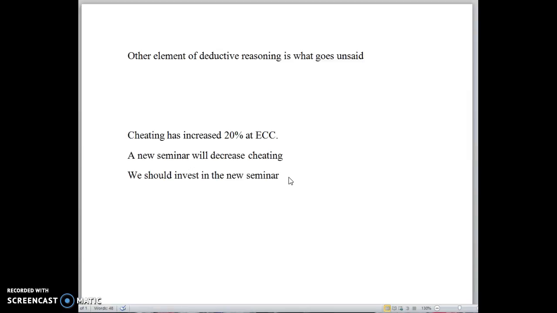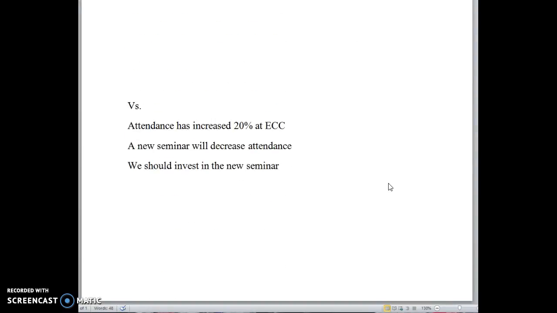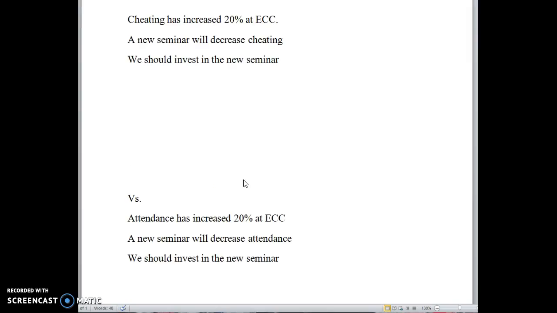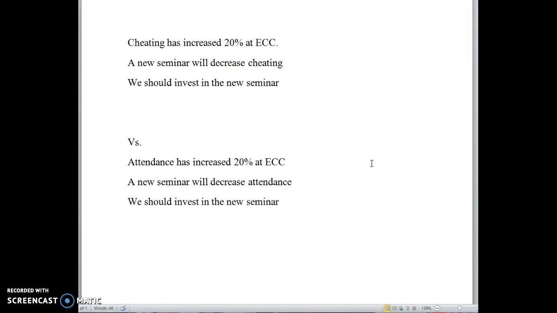Okay? Let me show you a different example with very similar wording to see if you start to notice what I mean. Let's say I make a similar claim that attendance has increased 20% at ECC, attendance at classes. Now a new seminar will decrease attendance, so we should invest in the new seminar. Would anybody agree with this? Keeping in mind that the only difference is that I changed cheating to attendance.